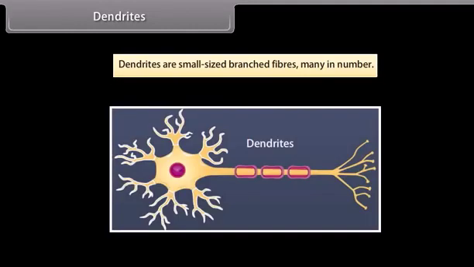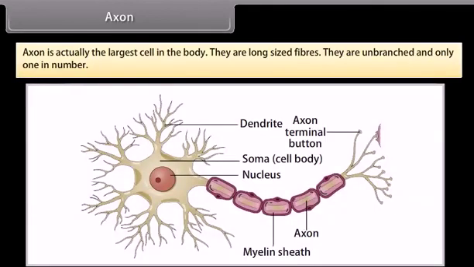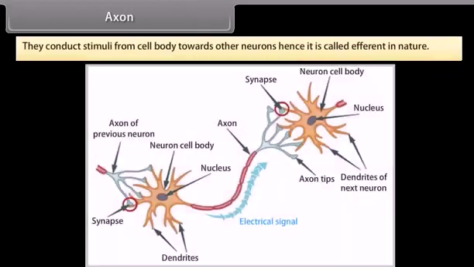Dendrites. Dendrites are small-sized branched fibers, many in number. They conduct stimuli to its cell body, hence called afferent in nature. Axon. Axon is actually the largest cell in the body. They are long-sized fibers. They are unbranched and only one in number. They conduct stimuli from cell body towards other neurons, hence it is called efferent in nature.